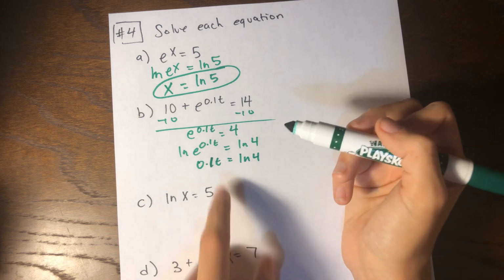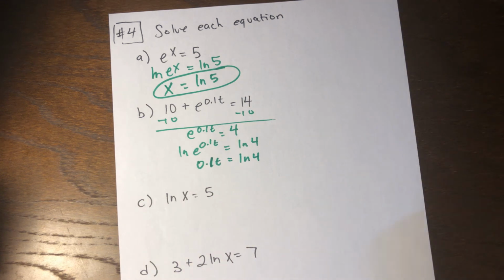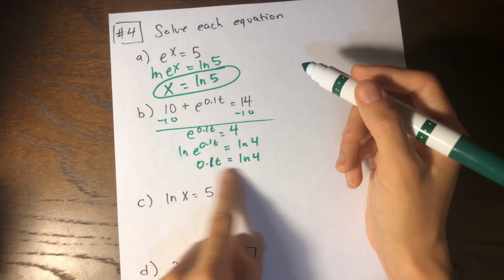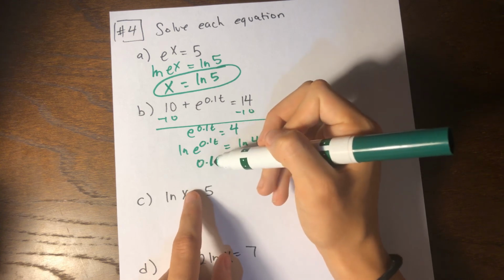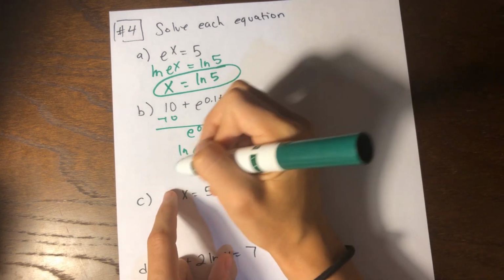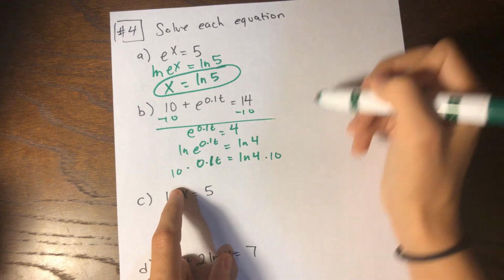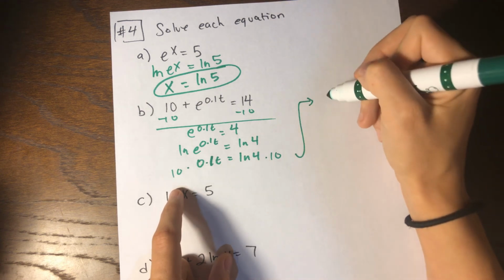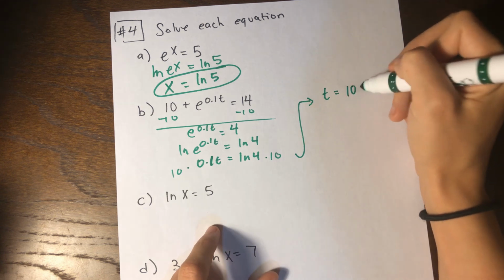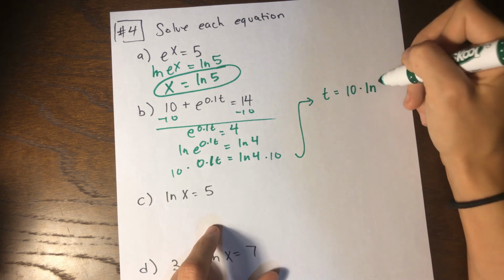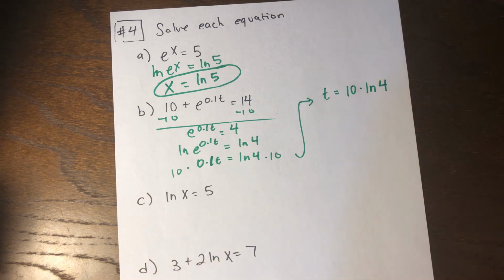I need to get t by itself. The easiest way for me is going to be to multiply by 10. I want to get this to be 1. So what makes this 1? Well, 0.1 times 10 is going to be 1. So I have t is equal to 10 times the natural log of 4 as my expression.